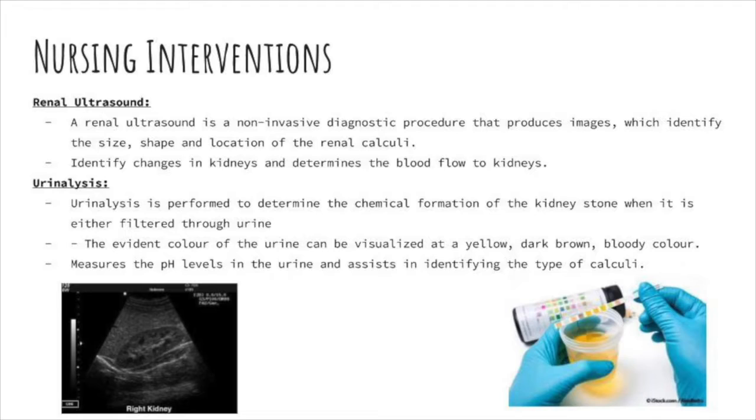A nursing intervention that can be used for Peter is a renal ultrasound. A renal ultrasound is a non-invasive diagnostic procedure that produces images which identify the size, shape and location of Peter's kidney stone. The renal ultrasound is used to establish if there are any obstructive changes visible. Ultrasound can also be used as a secondary usage for investigating the blood flow to the kidneys.